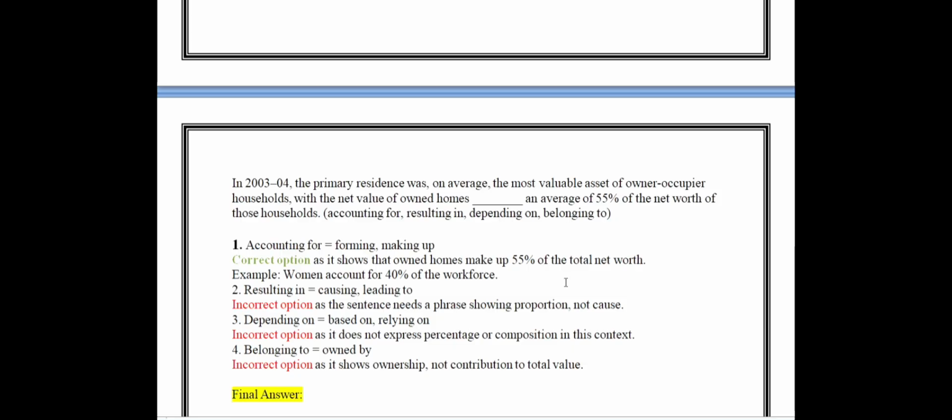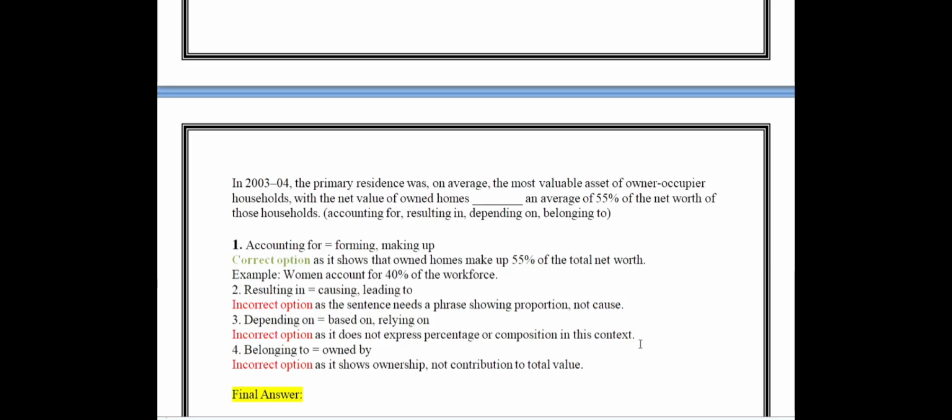That is forming or making up. Correct option, as it shows that owned houses make up 55% of the total net worth. Yes, so this is our correct option. For example, women account for 40% of the workforce. Right. Next word, resulting in, causing or leading to. Incorrect option as the sentence needs a phrase showing proportion, not the reason for that. Depending on, which means based on or relying on. Again, an incorrect option as it does not express percentage or composition in this context.